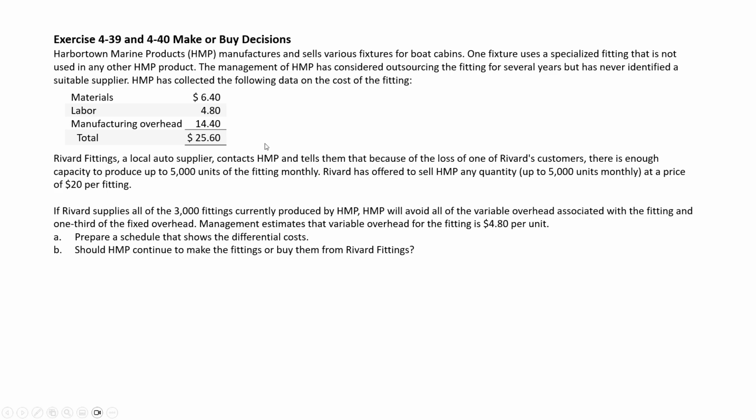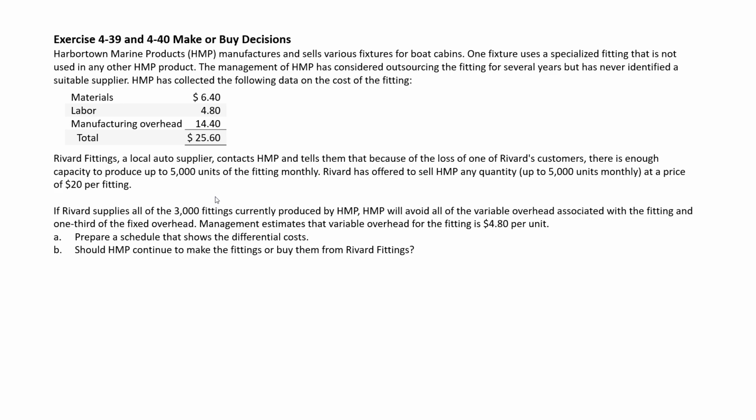Our cost accounts have calculated what they believe is our manufacturing cost: materials of $6.40 per unit, labor of $4.80, and manufacturing costs, both fixed and variable, of $14.40, for a total manufacturing cost of $25.60. On the surface, this seems like a no-brainer. We're spending $25.60 internally to make it. $20 we could buy it from the outside supplier. Let's just jump and say $5.60 per unit and buy it from the outside supplier.